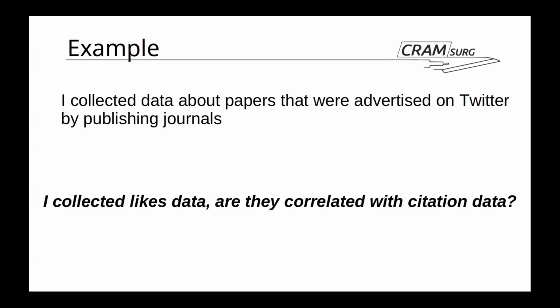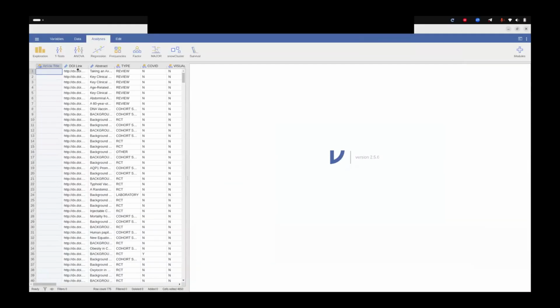So let's go on with a practical example. For my dissertation, as you probably by now know by heart, because I've spoken about this many times, I collected data about papers that were advertised on Twitter by publishing journals. For the purposes of today's example, we're going to check if the likes data are correlated with citation data. In this particular piece of software, which is called Jamovi, as we said many times, you'll find correlation matrices under regression.